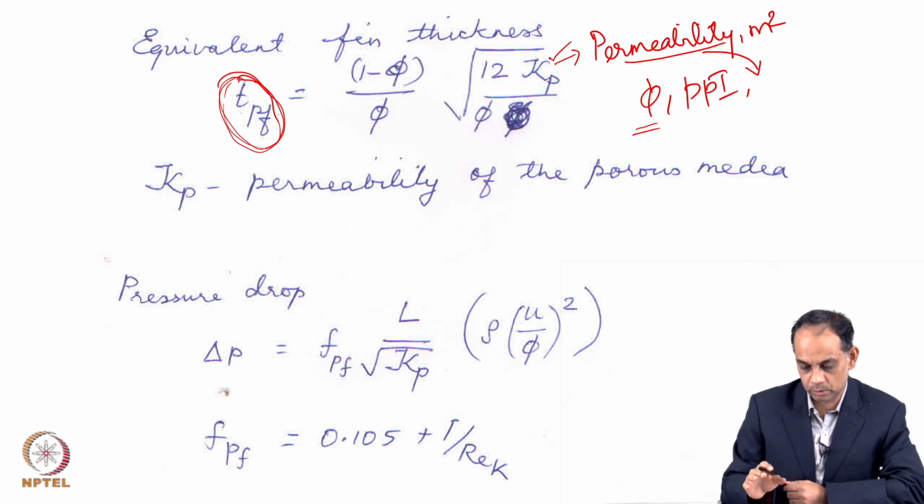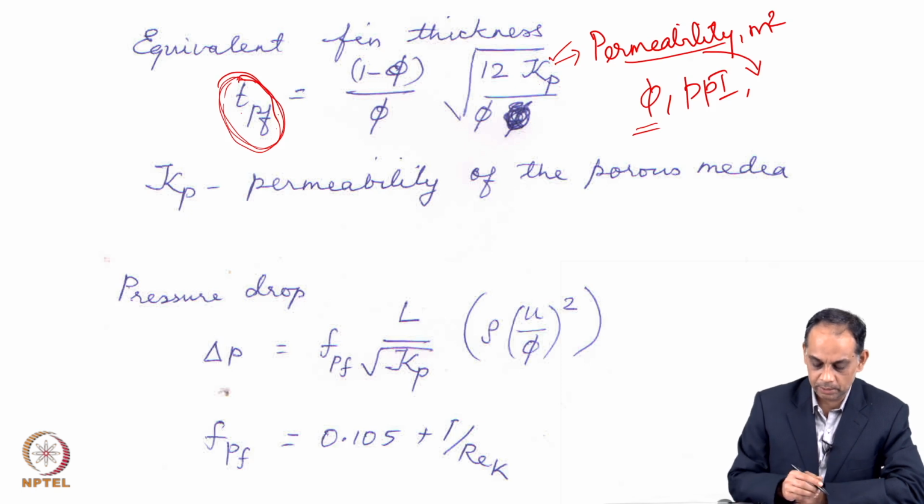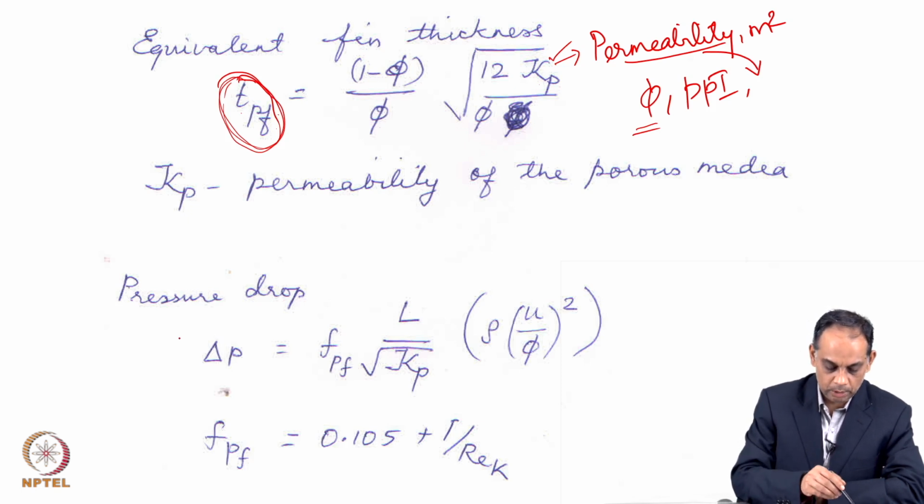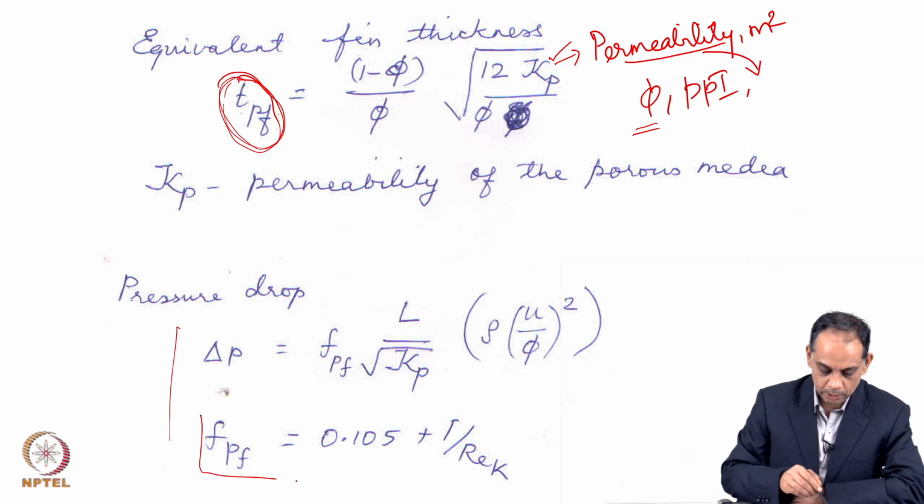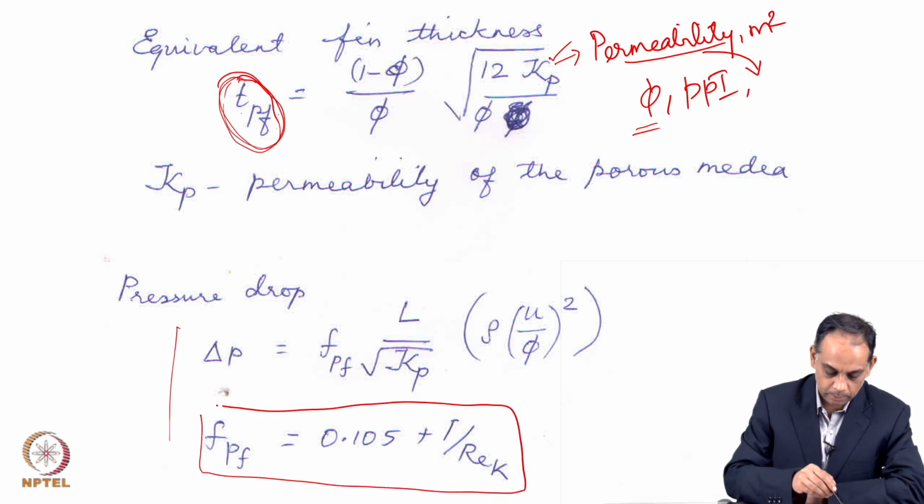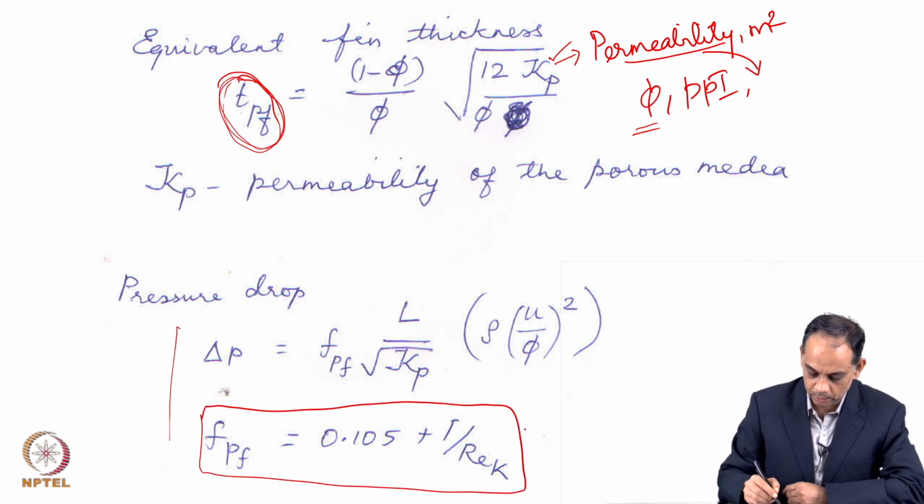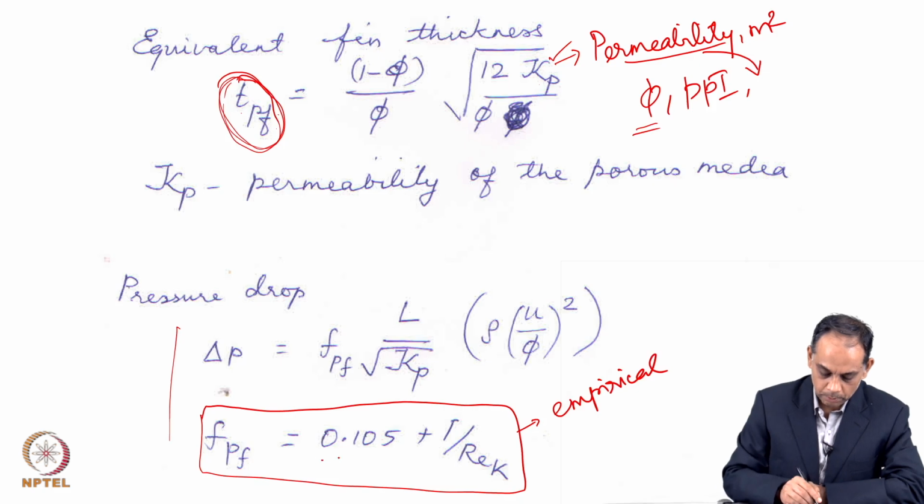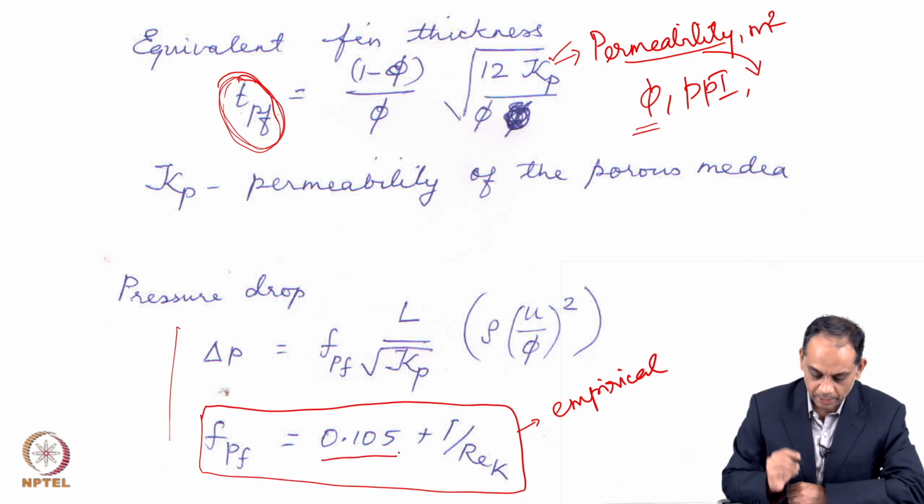But what we discussed so far is only the heat transfer part of it. The pressure drop can be easily obtained using well known expressions. This expression for friction factor for porous media is also there, and it is experimentally obtained. This is an empirical correlation. Here is an example correlation for foams: 0.105 is a constant plus 1 by Re_K.